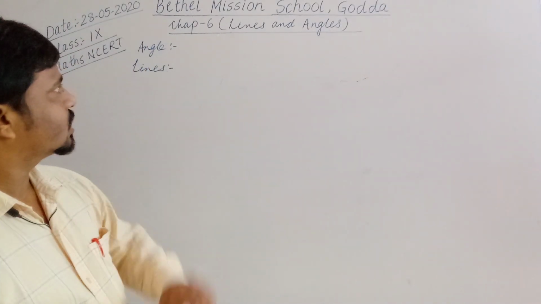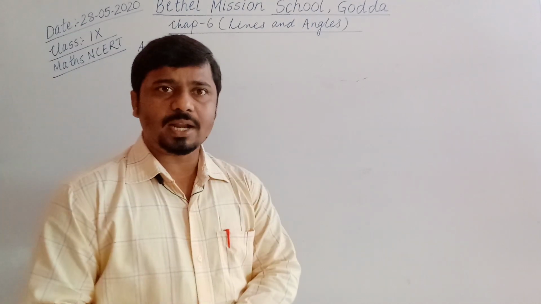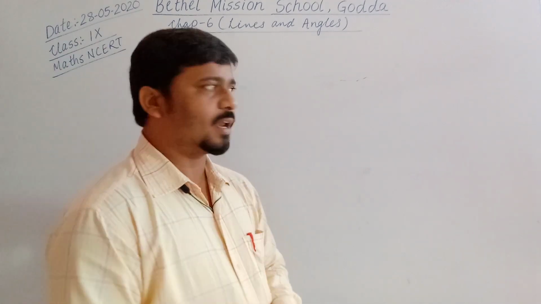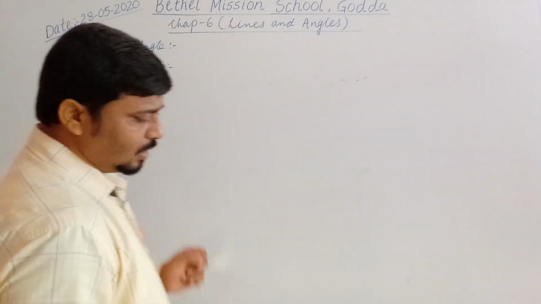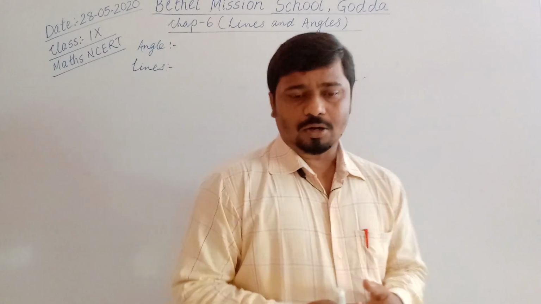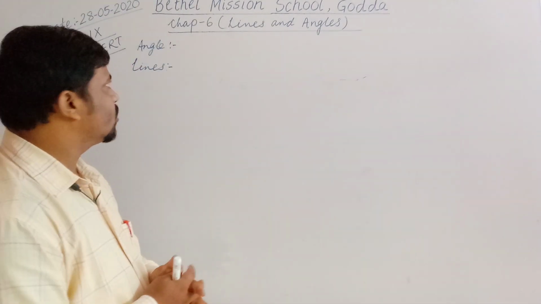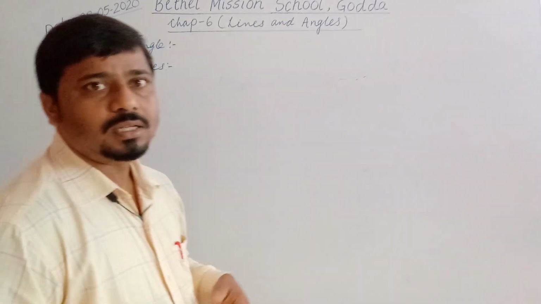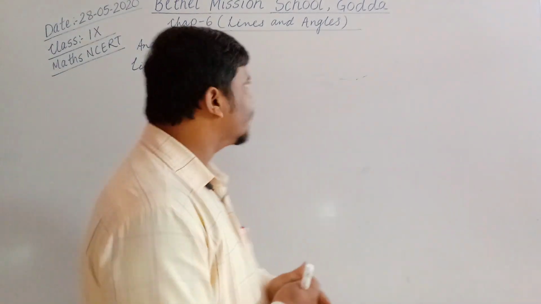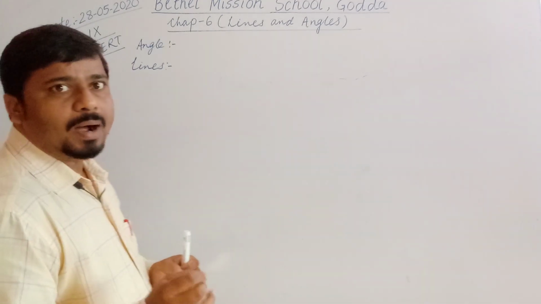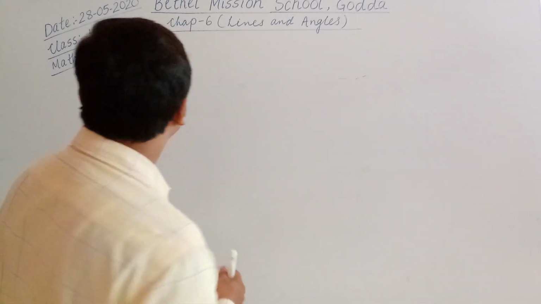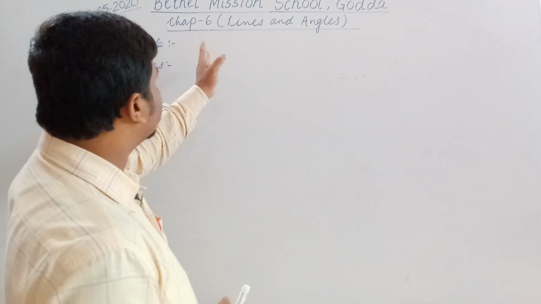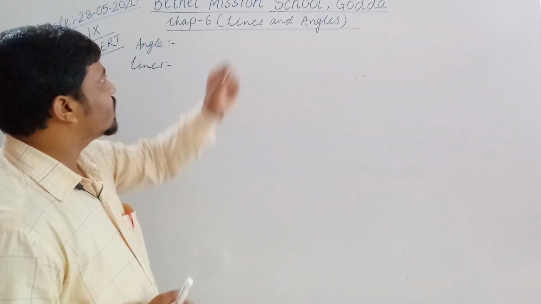Today we will study lines and angles, which is chapter 6 from class 9 NCERT Maths. You have already been introduced to angles, lines, line segments, and points. These are the beginning part of geometry. Here again we will review all these points, lines and angles.